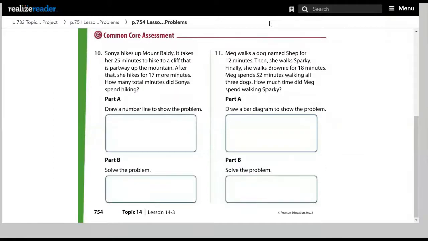Question number 10. Sonia hikes up Mountain Baldy. It takes her 25 minutes to hike to a cliff that is part way up the mountain. After that, she hikes for 17 more minutes. How many total minutes did Sonia spend hiking? How many total? Total means we should add to know the total. So this is a keyword. We should know it, to know what to do. Part A, draw a number line to show the problem. We should draw the number line using the ruler.